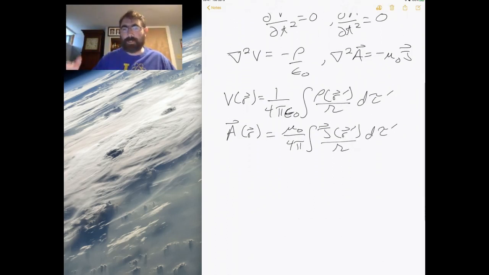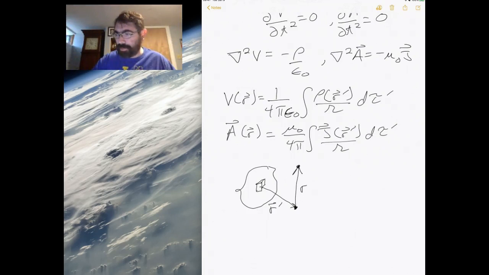Where if I wanted to remind you what these symbols are, if we had some charge distribution, some infinitesimal volume of charge right here, then the distance to the point r prime, the distance from the origin, and then the distance to the point in space where we're measuring is r, and the difference between those is script r, like this. Okay, so we worked this out before.